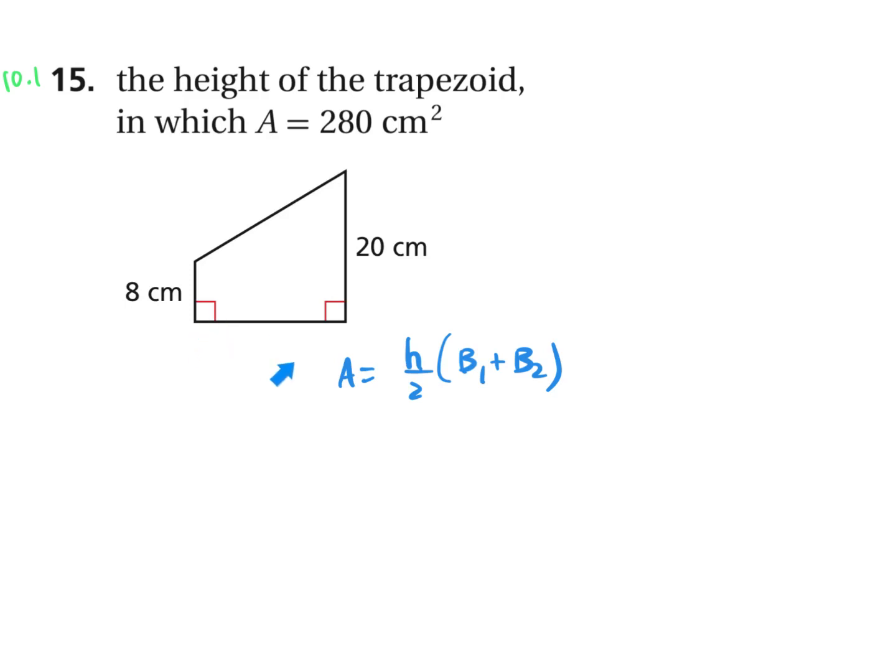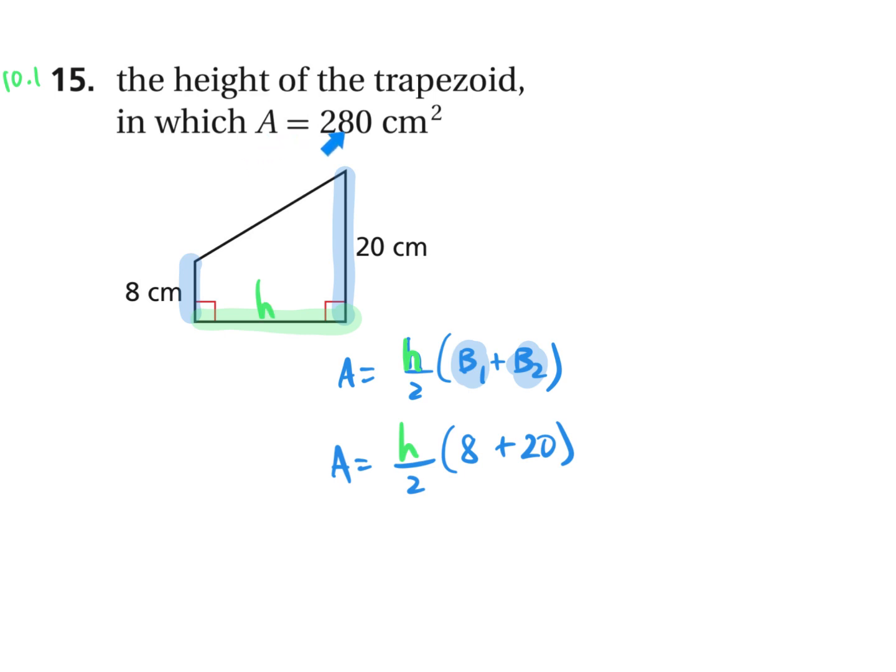In this problem, we know that the area of a trapezoid is the height over 2 multiplied by the sum of the bases, and the bases are the parallel sides. So what's the height then? The height is the distance between the bases, which is always the shortest distance, which is always the perpendicular distance, which is this distance.